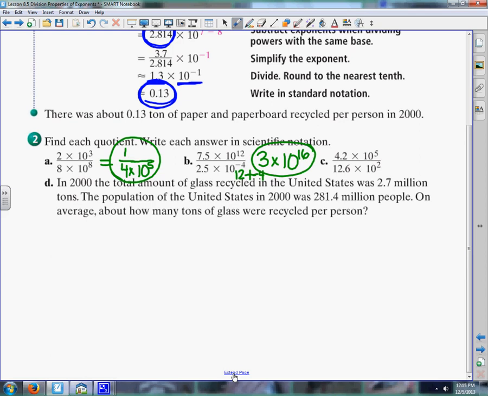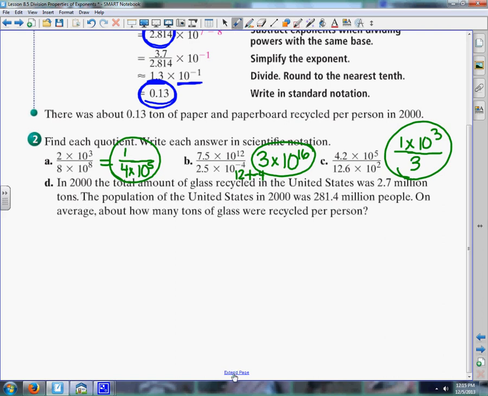And then here, 4.2 divided by 12.6 is 1/3. And then you're going to have times 10 to the 3rd power on the top. And then your 3 goes on the bottom.